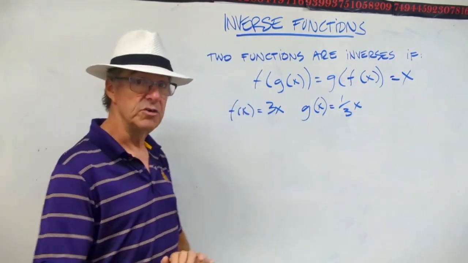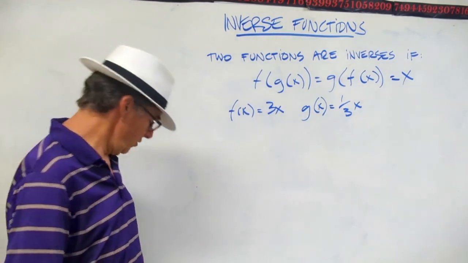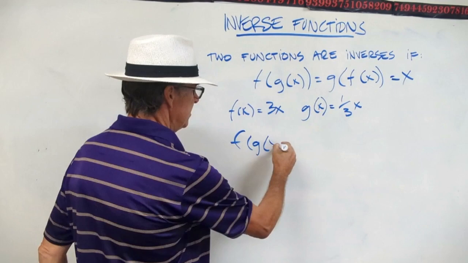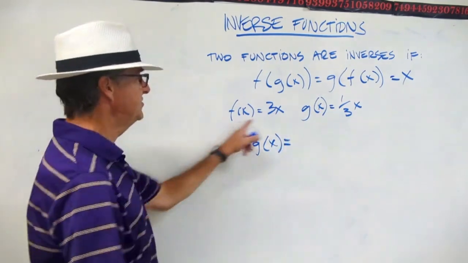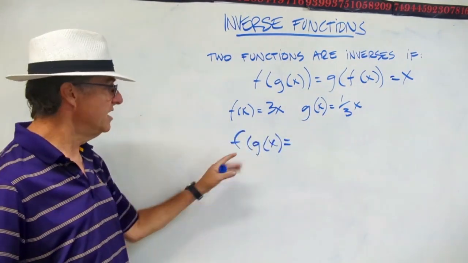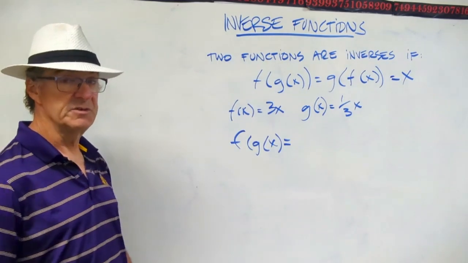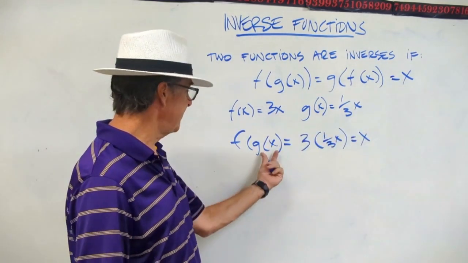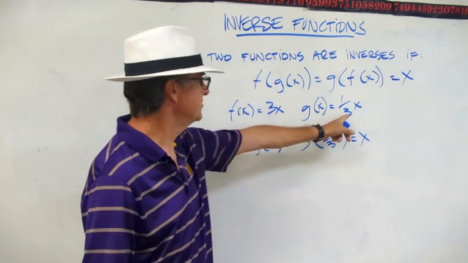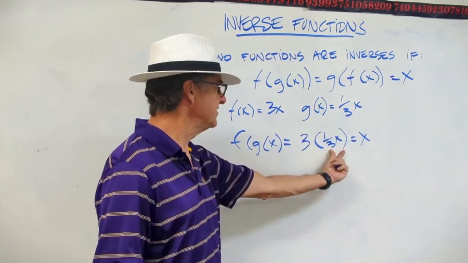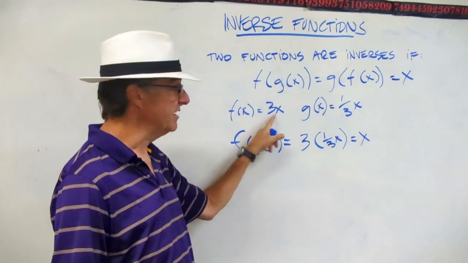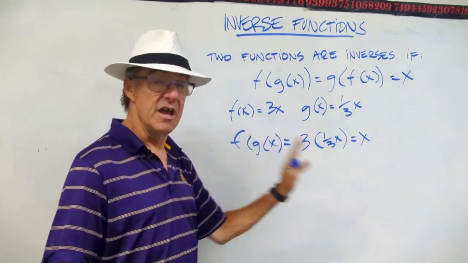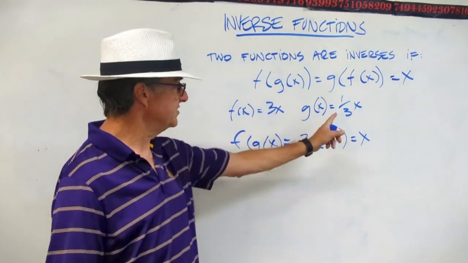What I want you to do is go ahead and pause the video and do f of g of x with these two functions. Create the composite function and see what you get. Okay, so what I did is I put my g of x function inside the f of x. Here's g of x. I put 1/3 x inside f of x, which is 3x, and the 1/3 and the 3 cancel out and I get x.